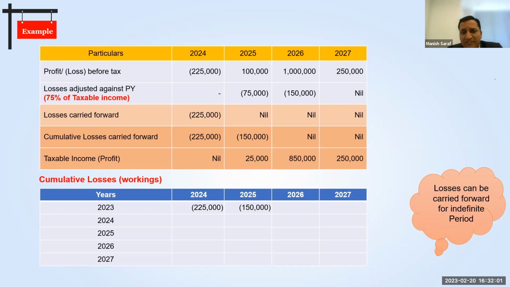And in 2026, the taxable income is 1 million. Out of 1 million, the 75% limit for previous carry forward losses to be adjusted is 750,000. But we only had 150,000 carried forward. So we adjust 150,000 from the previous year, 2025. So the taxable income remaining is 850,000. On this 850,000 in 2026, tax will be paid after getting the exemption minimum limit of 375,000. And these losses can be carried forward for unlimited years.